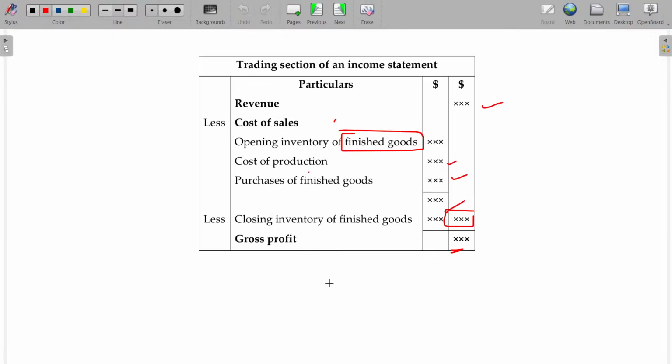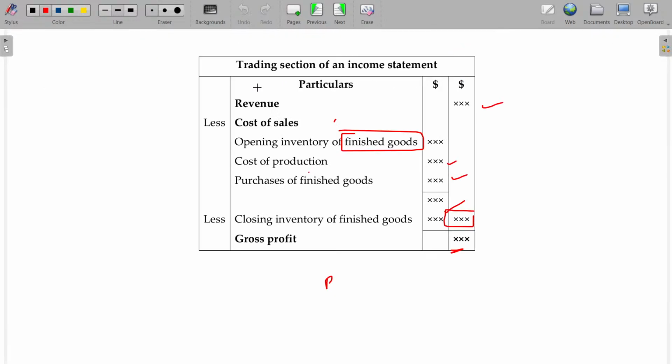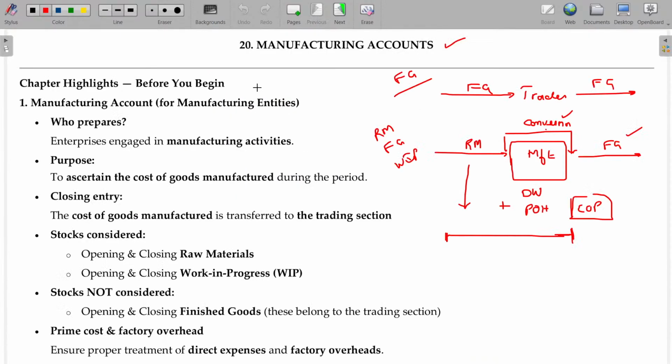Thereafter, of course, you can prepare the profit and loss section as usual to find out the profit for the year. And calculation of unit cost: sometimes after the production, you may need to find out the cost of production per unit. The overall cost of production divided by the number of units produced will be the cost per unit. So these are the formats you have to understand.